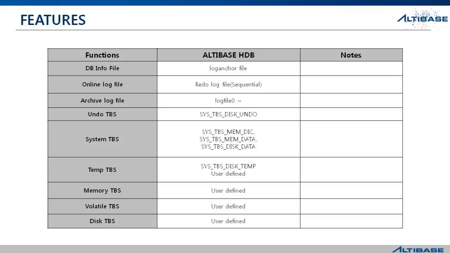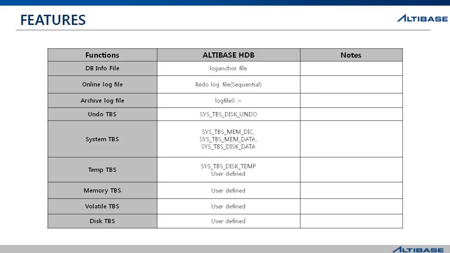Okay, there are a lot of system table spaces. When there's a sys in front of the name, that means the table space belongs to the sys user, and they are created when DB starts up. There are a lot of them, but the three main ones are sys tbs mem dictionary, which contains all the dictionary information such as meta tables; sys tbs mem data, which contains all the memory table information; and sys tbs disk data, which contains all the disk table information.